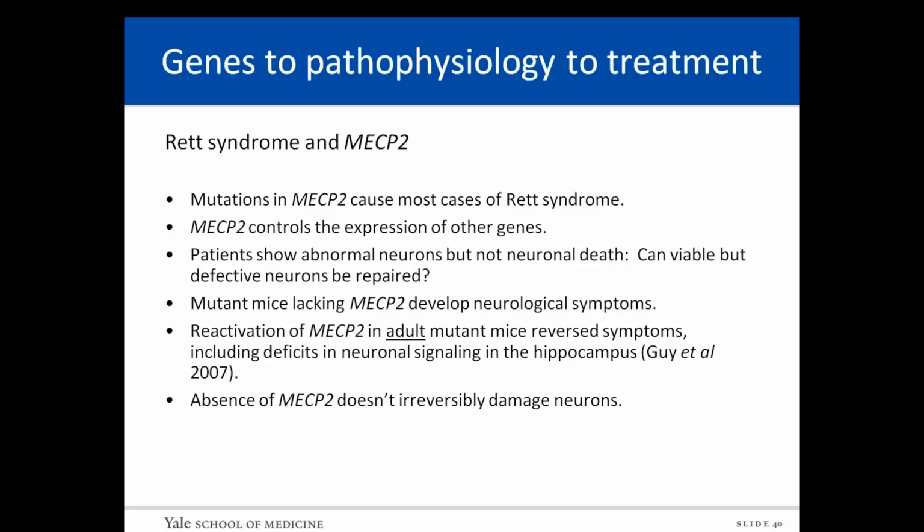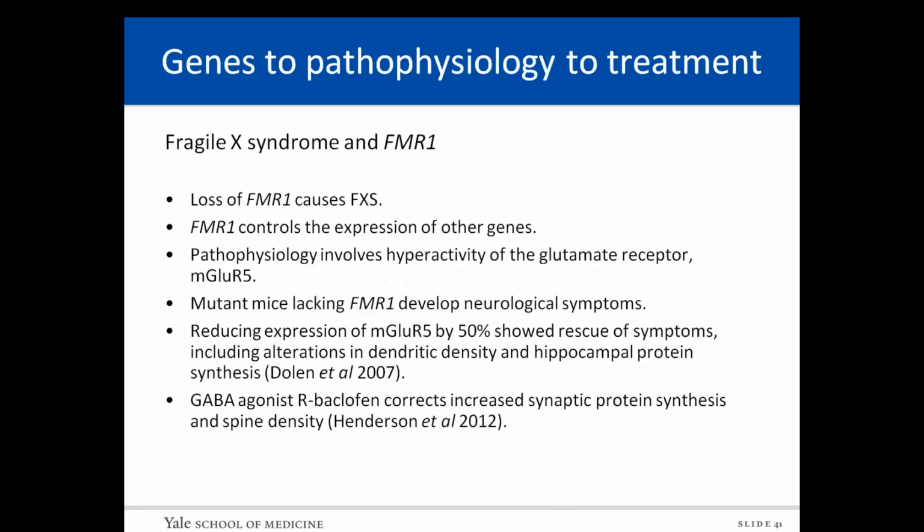So they did not do this prenatally or in pups. They did it in adult mice and were able to reverse some symptoms, including deficits in neuronal signaling in the hippocampus, which is a part of the brain that's been associated with autism. So I think this tells us that there's a lot more plasticity to the brain than we always suspect, and that the absence of MECP2 didn't irreversibly damage neurons, that it was still possible, even in adult mice, to reverse some of the symptoms. So that hope is not lost, even if we believe that these genes are working in mid-fetal stages in utero to start developing autism.